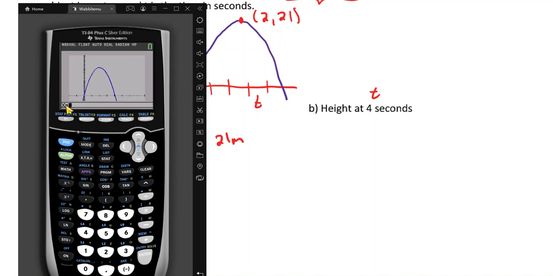Now it's saying x is equal to, and this is where I can put it in. So x, remember, the calculator says x, but we mean t. This is really our time. So we're going to say time at 4 seconds. So I'm going to say 4, and then enter. And then it tells me right there, when x is 4, y is 1. So it's just off the ground. My ticks were off here. This should have been like over here.